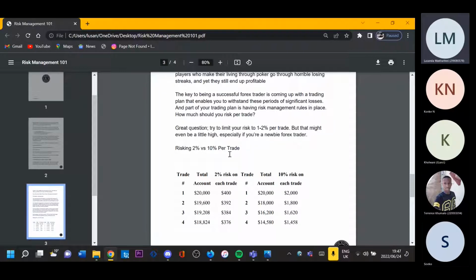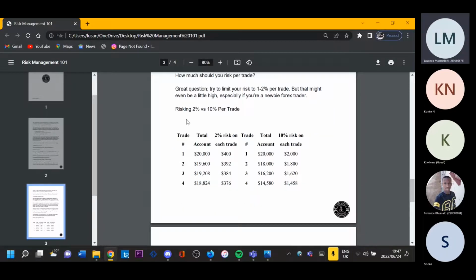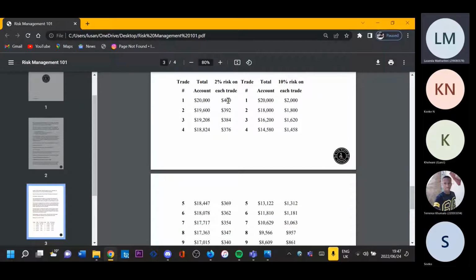So this is a table of someone who risks 2% versus someone who risks 10% per trade. As you can see, they both started at $20,000, right? So at each trade, this person is risking $400 a trade, and this one is risking $2,000. All these trades are losing trades. None of them are winning trades. So we're just taking the losing side.